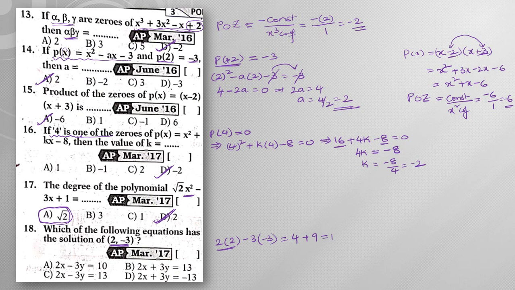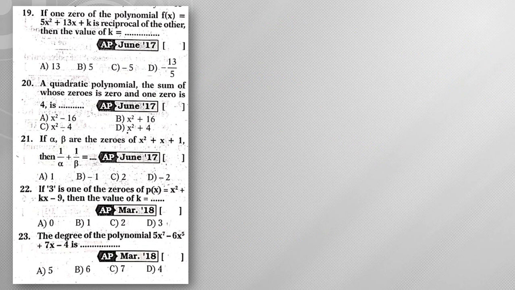So 4 plus 9 is 13. Since option A is not satisfying, option C is satisfying. If you observe carefully, when I substitute x and y values, it is equal to 13, right? So option C will be my answer. Next, moving on to question number 19.